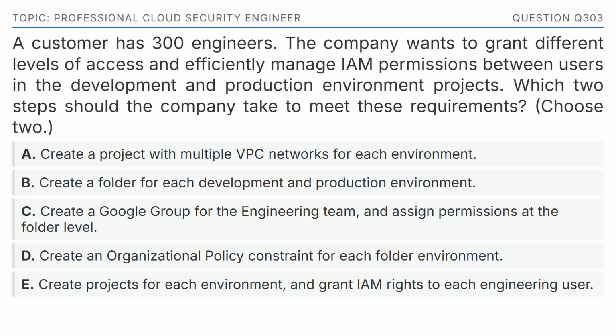Choose two. The options are: Option A, create a project with multiple VPC networks for each environment. Option B, create a folder for each development and production environment. Option C, create a Google group for the engineering team and assign permissions at the folder level. Option D, create an organizational policy constraint for each folder environment. Option E, create projects for each environment and grant IAM rights to each engineering user.